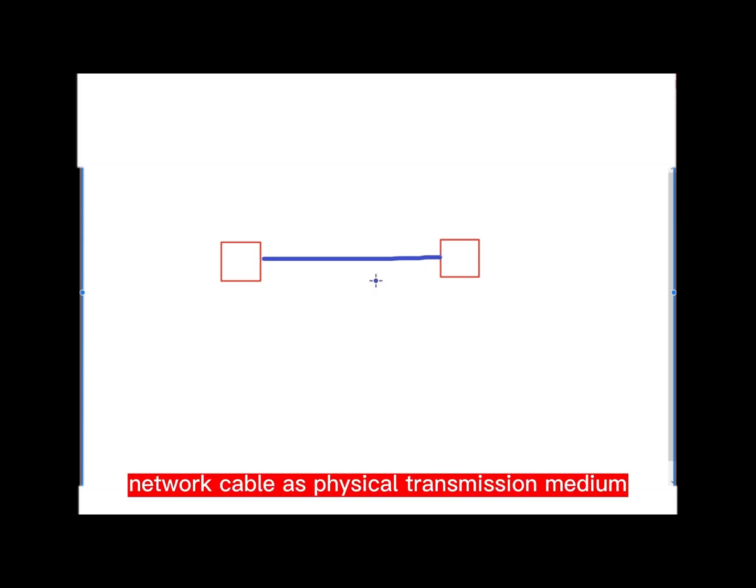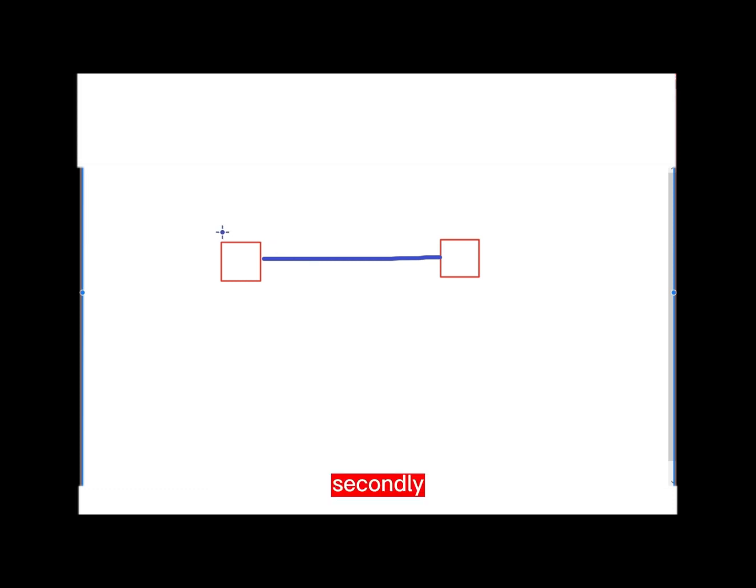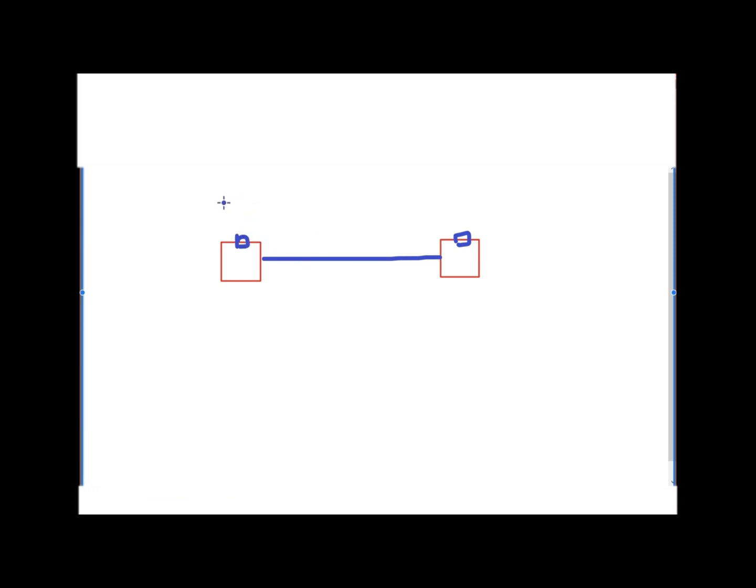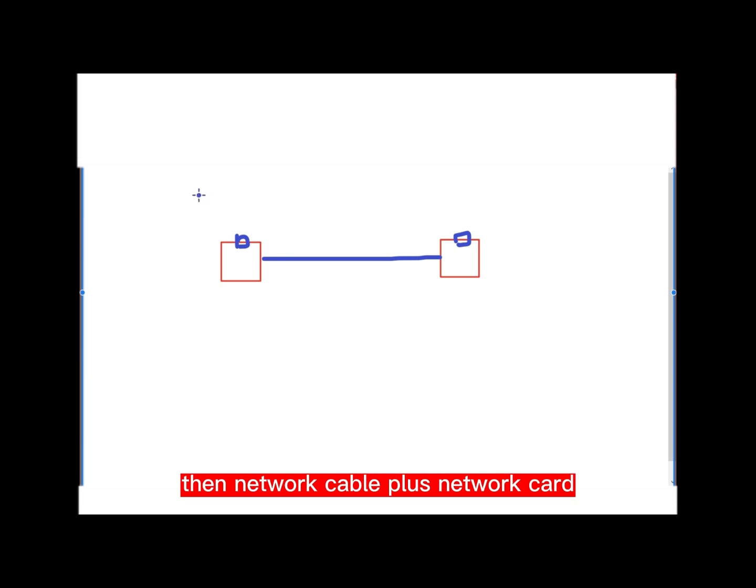Network cable as the physical transmission medium, we can pass data in the middle. Secondly, there must also be a network card on each device. Like switches and routers, the interfaces on them are called network interfaces. The one on the PC is called the network card. Then network cable plus network card, plus running the same protocol stack on the device, that is what we call the TCP/IP protocol stack. These three constitute an element. We call it the smallest network unit. They can officially start data transmission.